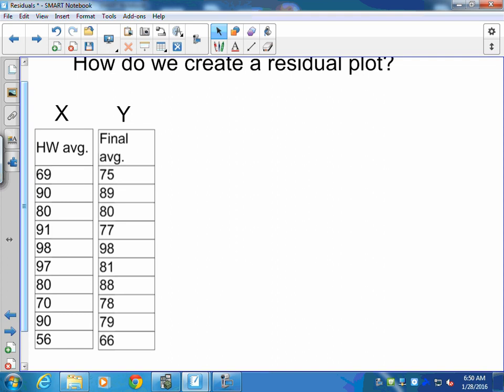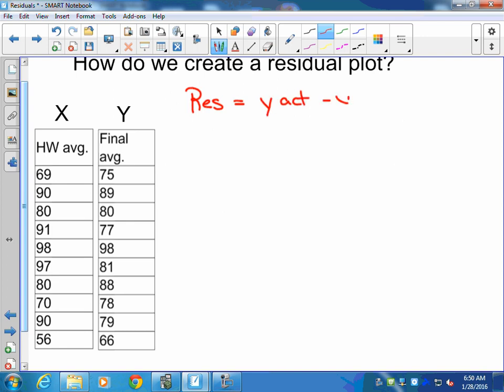A residual plot is very time consuming, and we would want to use the calculator to do this for most of our work. Now, I just want to show the calculation. The residual is, remember, y actual minus y estimated. To estimate the y, because I know that this first y value is 75, I have to use my least squares regression line.